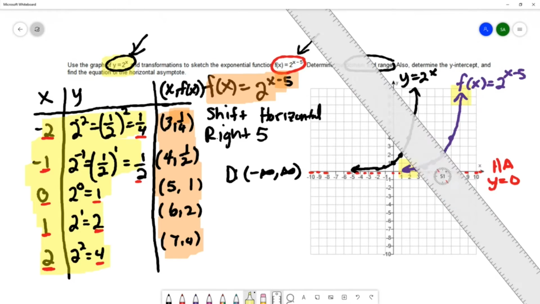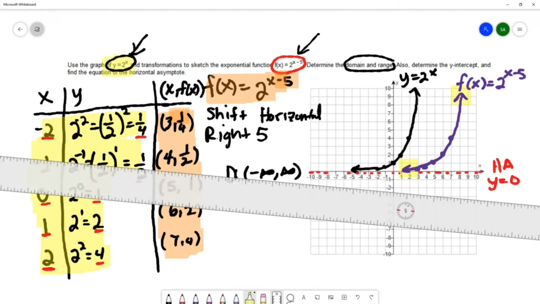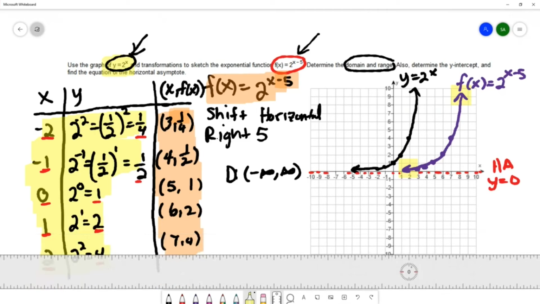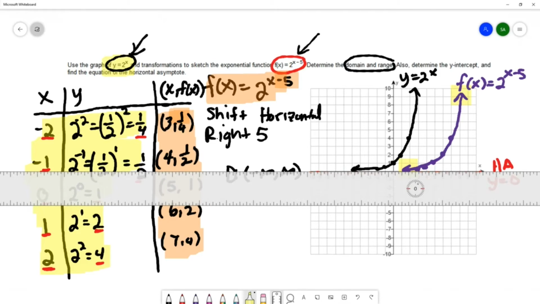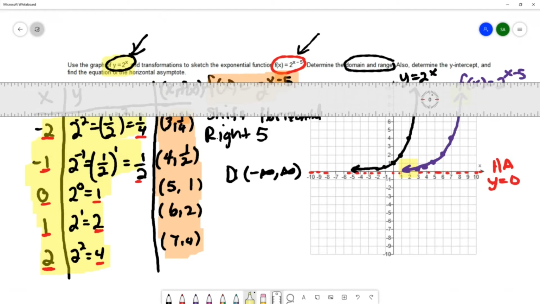Then we can hold our ruler horizontally to find the range, and you can see that on the bottom here there are no y values until we get to this horizontal asymptote at 0. So the range will start at 0 and will continue on to infinity. We have a range that starts at 0 and goes to infinity.